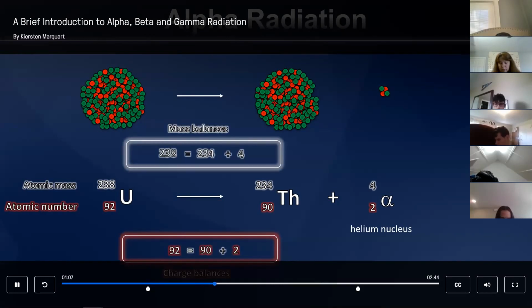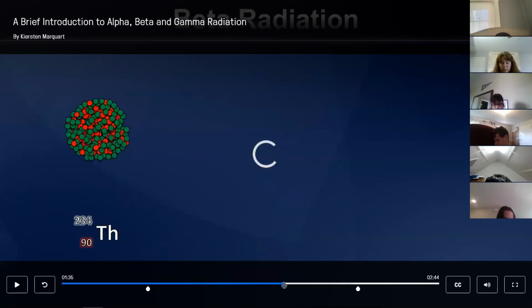That's 4 total nucleons and 2 protons, meaning I have a very massive, positively charged particle being irradiated from that nucleus. And it's giving me a new atom, a thorium-234, to work with for the next step in my radioactive decay. 90 protons means its ratio of protons to neutrons has changed as a result of the emission of an alpha particle, and thorium will seek out to fix that.